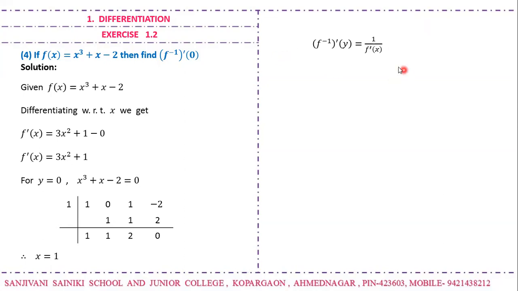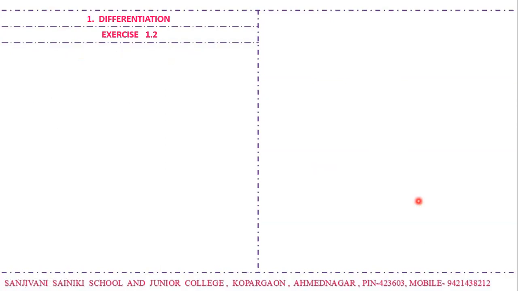So put the values in this function, you get 1 upon f inverse at 0 is equal to 1 upon the derivative of f at x is equal to 1. So 1 upon 3 times 1 square plus 1 is 1 upon 3 plus 1, and is equal to 1 upon 4. So f inverse at 0, the value we got, is 1 upon 4.